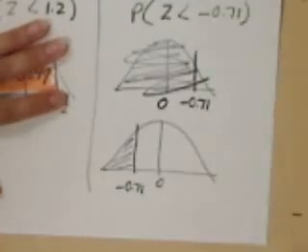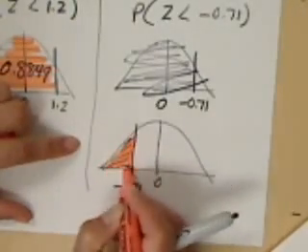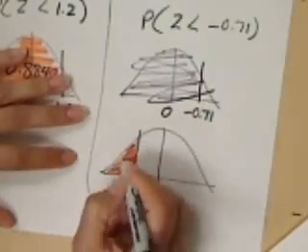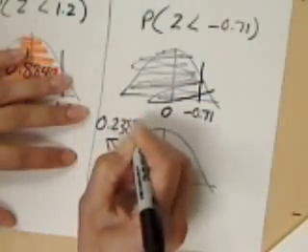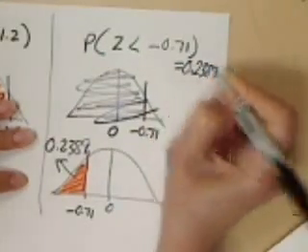negative z table. Negative 0.71, you go to negative 0.7, across the top go to 0.01, at the intersection you see 0.2389. So we know all the area to the left of the z value that I just read would be 0.2389. So all of this is 0.2389, and that's the area that I'm looking for. So this would be the answer, 0.2389.